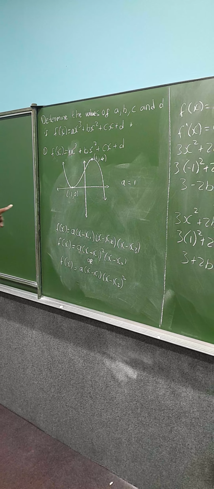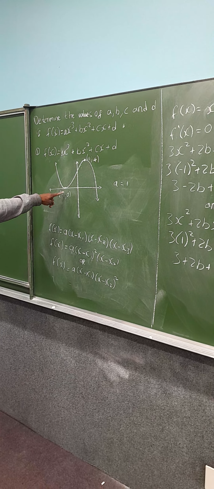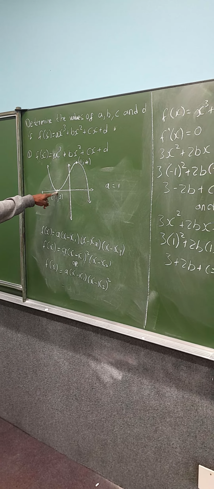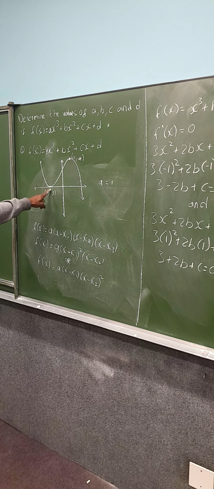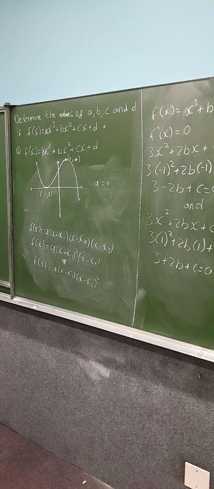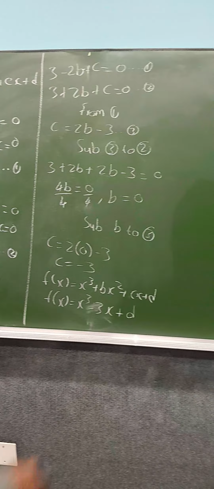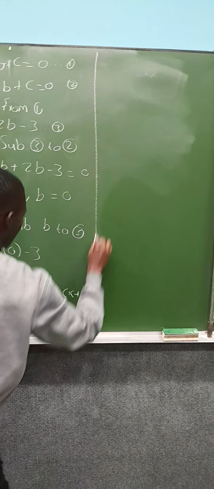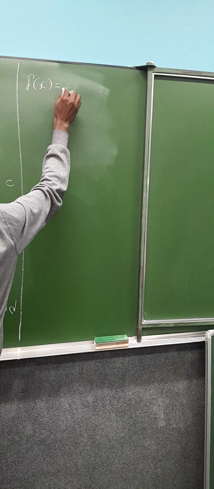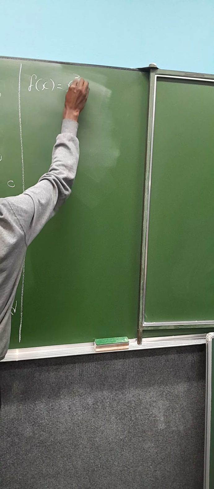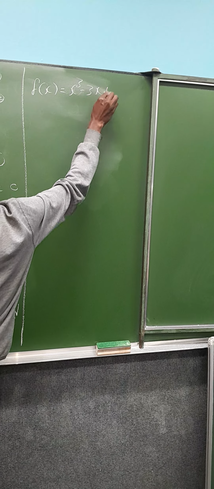If you can check, to find the value of d, I said this is the turning point and it's also an intercept. So I'm going to treat it as an intercept, use this intercept, and then find the value of d. So doing that, I'm going to have f of x equals x cubed minus 3x plus d.